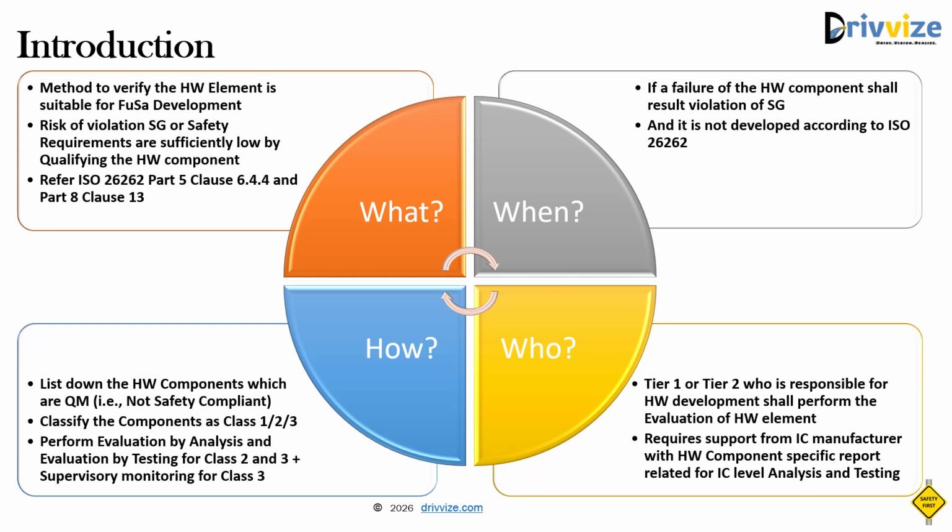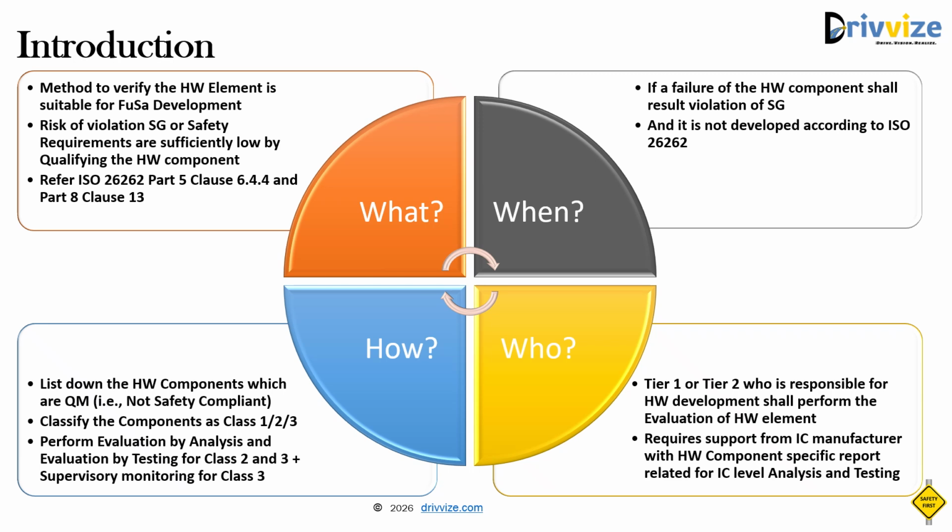In this slide, we will understand where hardware element evaluation starts. First, we need a way to check whether a hardware component is safe enough to be used in future development. This process helps us to make sure that the risk of violating a safety goal or a safety requirement is low. This is done by qualifying the hardware component. You can find more details about this topic in ISO 26262 Part 5, Clause 6.4.4 and ISO 26262 Part 8, Clause 13.